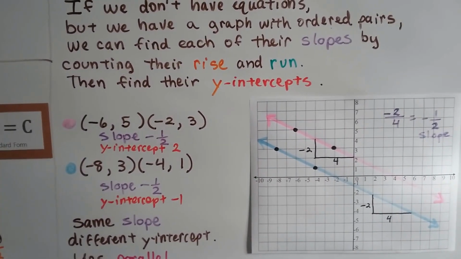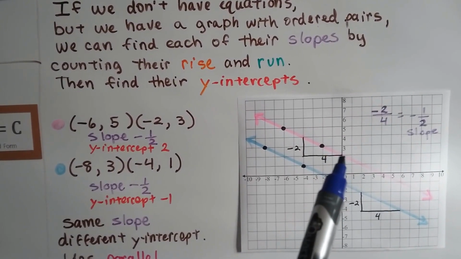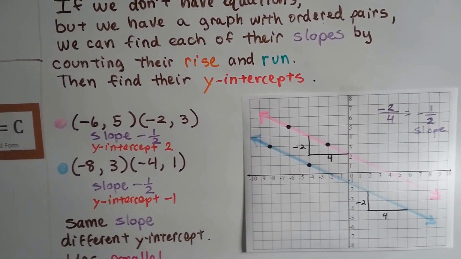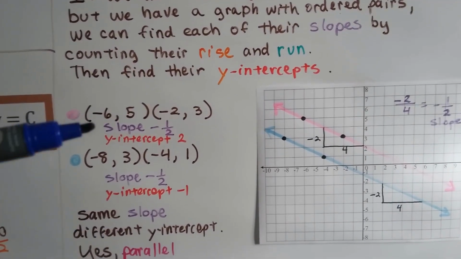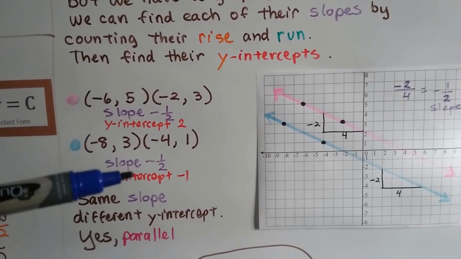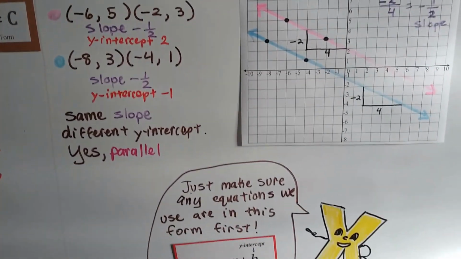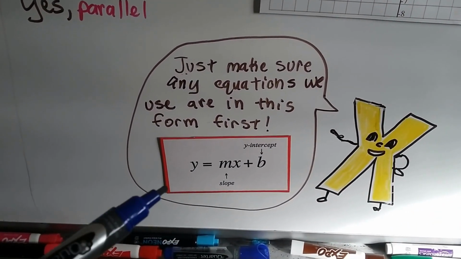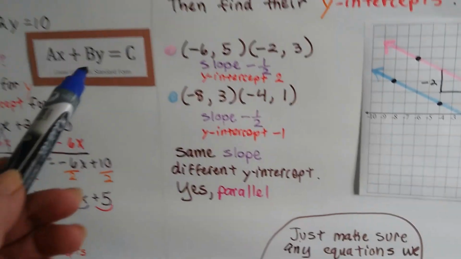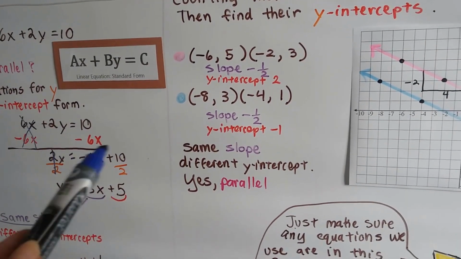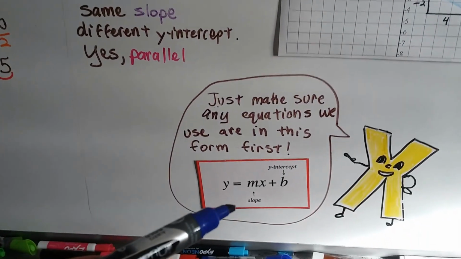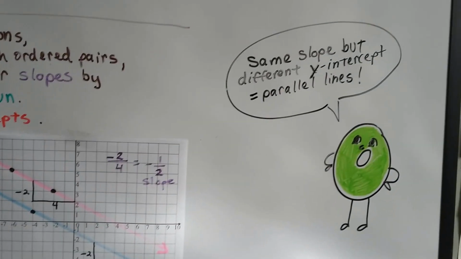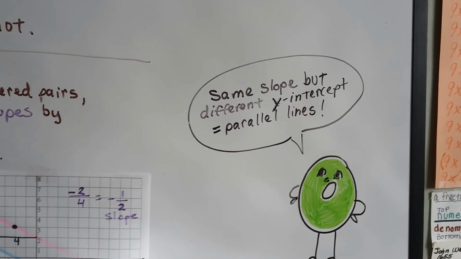That's the same. But the pink one's got a y-intercept of 2, where it's hitting the y line, and the blue one's got a y-intercept of negative 1, where it's hitting the y line. So they've got the same slope, but different y-intercepts? Yes, they're parallel. So just make sure that any equations we use are in this form first. If it's in standard form, you want to use additive inverses and get it into slope-intercept form, okay? And just remember, same slope, but different y-intercept means parallel lines.